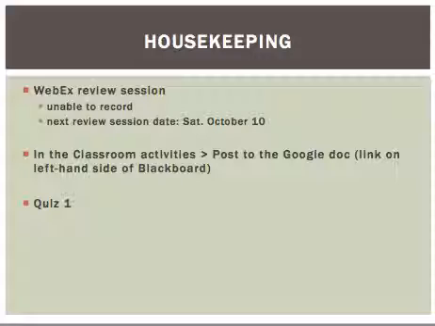But then what I would like you to do, again, as the in the classroom coordinator, is to then, after your group has done some modifications, take those ideas and post them into the Google Doc. There's a link to that on the left-hand side of Blackboard. It's called In the Classroom Activities, I think. And then you can post your group's ideas in that Google Doc.